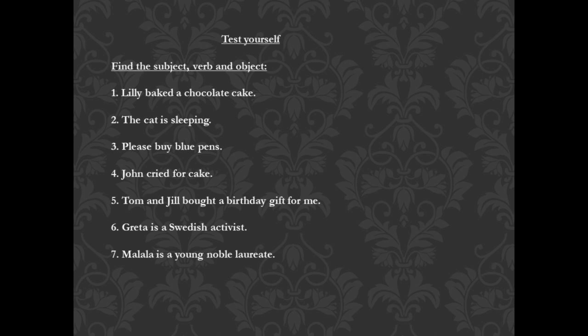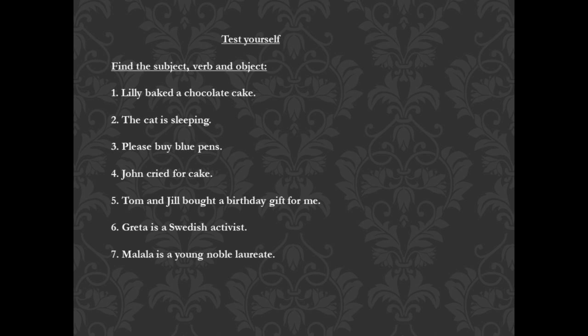The next example is John cried for cake. So, in this sentence we are talking about John. John is the matter of discussion in this sentence. So, John is the subject. And what did John do? John cried. So, cried is the verb here. And when you ask the question, John cried for what? You get an answer, cake. So, cake is the object here. I'll repeat. John is the subject, cried is the verb, and cake is the object.